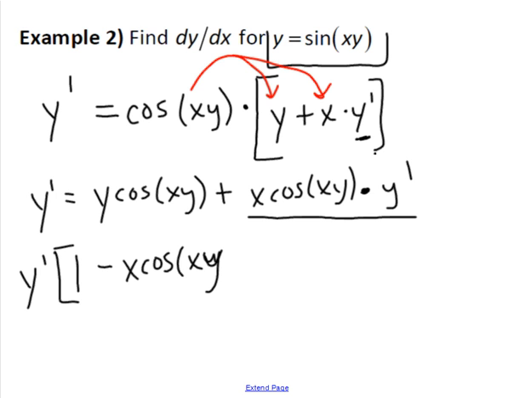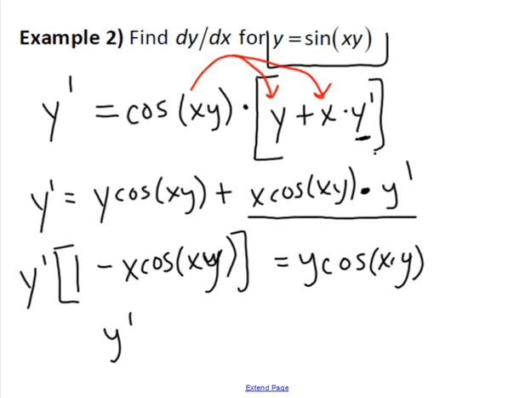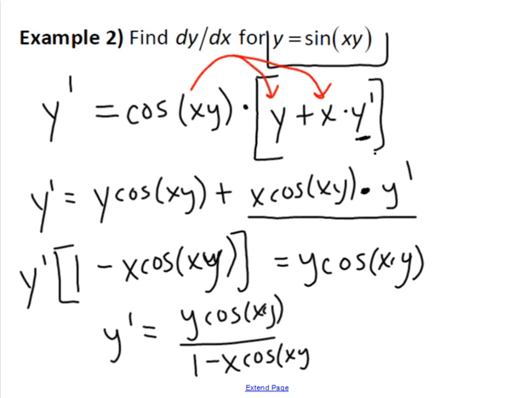That does not look good. There we go. And then equals y cosine of xy. I'm not writing my y's very well. There we go. Okay, so then our last step is just to get y prime by itself. So again, we're just going to divide. So y cosine of xy divided by 1 minus x cosine of xy. Okay, so just a couple of things to watch out for there.